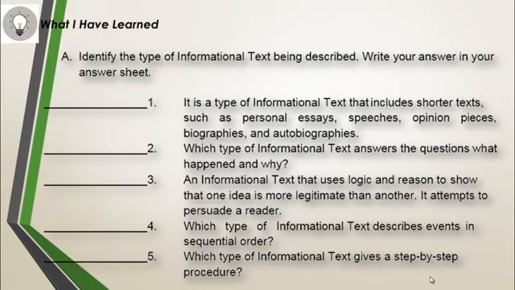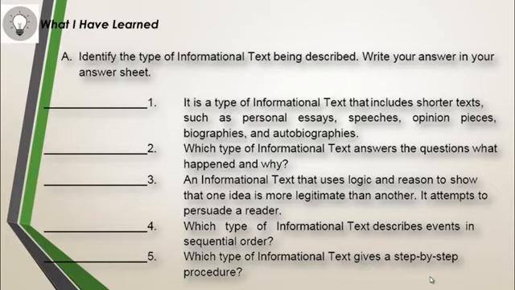1. It is a type of informational text that includes shorter texts, such as personal essays, speeches, opinion pieces, biographies, and autobiographies. 2. Which type of informational text answers the questions what happened and why? 3. An informational text that uses logic and reason to show that one idea is more legitimate than another. It attempts to persuade a reader.